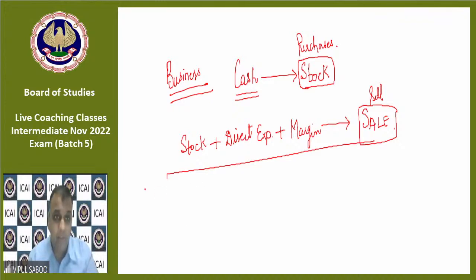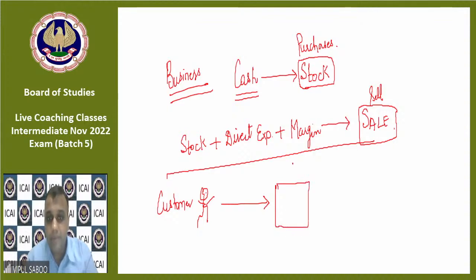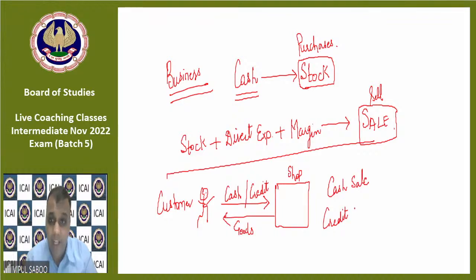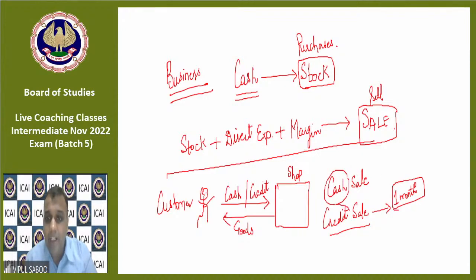How does a sale take place? There is this customer. Customer comes to you, the shop. Either he purchases goods, right? Either he gives you cash or he purchases the goods on credit from you. If he gives cash, that is a cash sale. If it is a customer, a dealer with whom you have entered into a credit agreement, then it is a credit sale. He says, I have an agreement with you. I always give you the money after 1 month of purchasing material from you. So there is cash sale and credit sale.